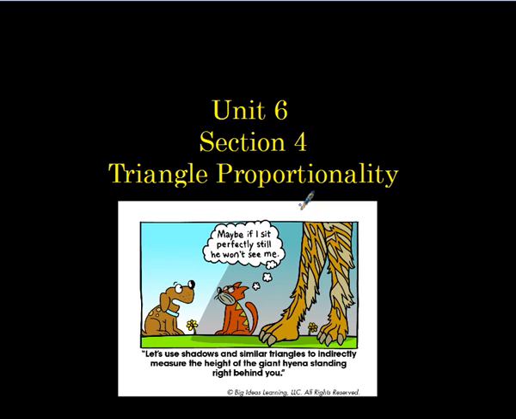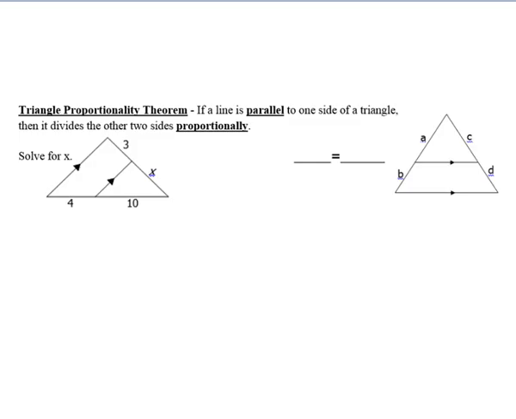Hey, it's Mr. Lineski with Unit 6, Section 4, Triangle Proportionality. We are still talking about triangles, we're still talking about ratios, and now we're going to solve for some x's here. So what exactly is the triangle proportionality theorem?